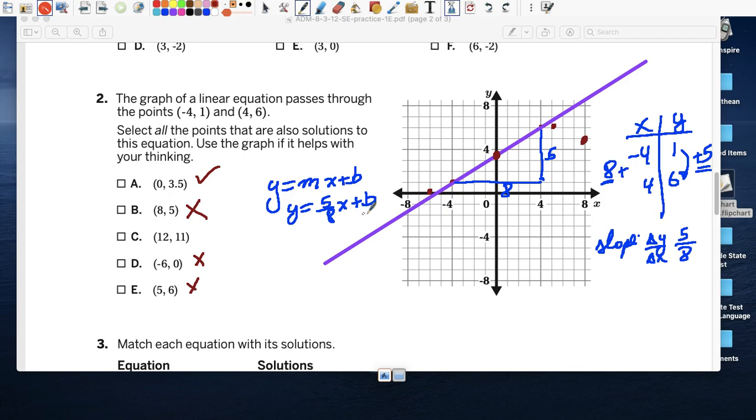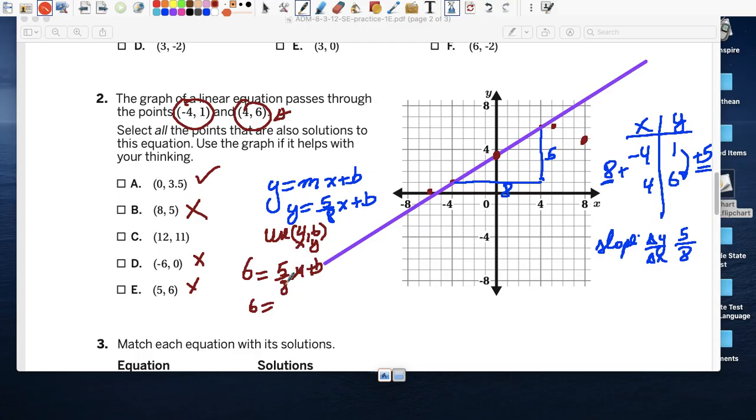Let's pick a point, because I want to find b. So I'm going to use either negative 4 and 1 or 4 and 6. I choose to use 4 and 6. I'm going to replace the x and the y value with 4 and 6, and then I'm going to find the y-intercept. So I get 6. Remember, this is the x and y. So 6 equals 5 over 8 times 4 plus b.